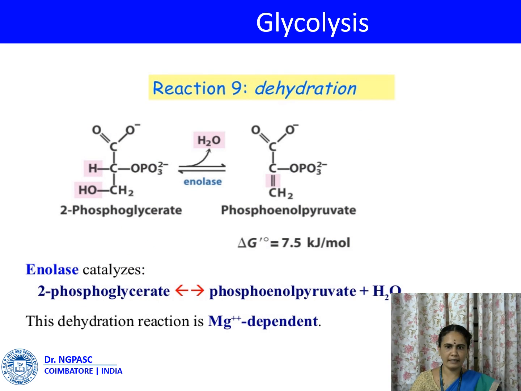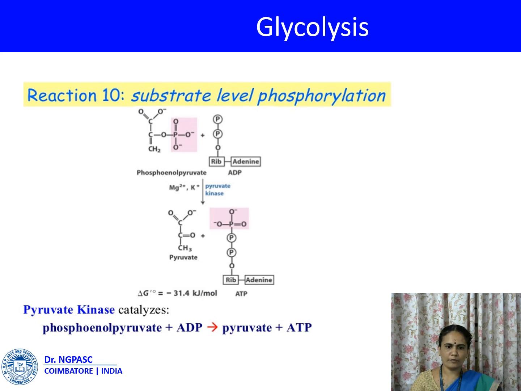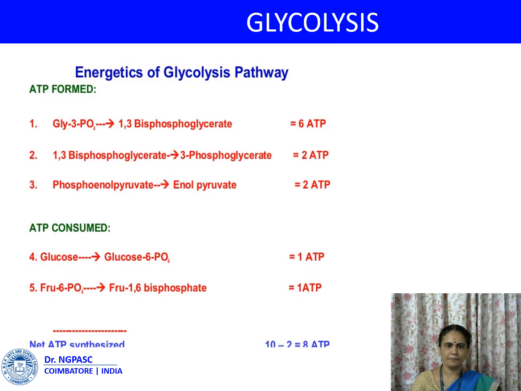Reaction 9 is a dehydration reaction. 2-phosphoglycerate is dehydrated to phosphoenolpyruvate by the enzyme enolase, which is a magnesium dependent enzyme. The last step of the reaction is also substrate level phosphorylation. Here also there is a generation of one more ATP molecule. The end product pyruvate is synthesized in this step with the help of the enzyme pyruvate kinase along with its cofactor magnesium. What is the energetics of the glycolysis pathway?